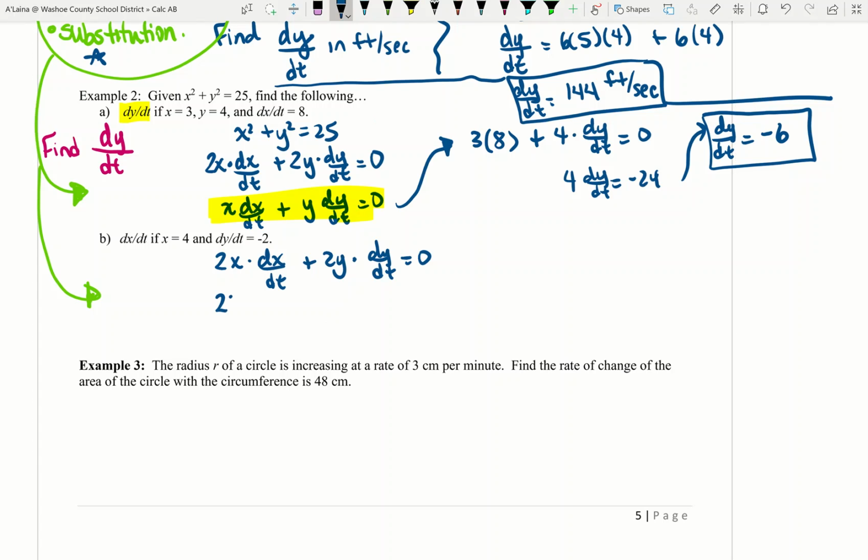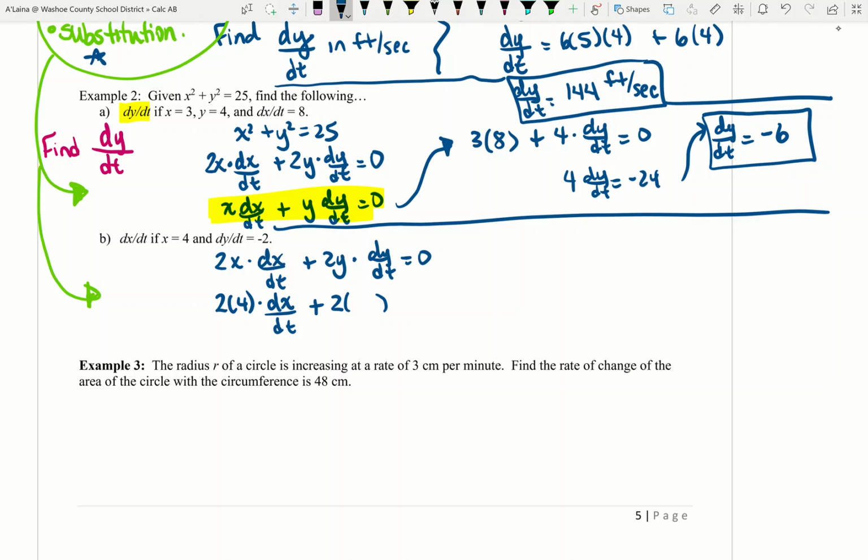So x is 4. dx over dt is what I'm trying to find this time, so it's my unknown, plus 2 times y. Oh, interesting. We were not given y. That doesn't mean we can't find y. It means we have a little bit of different work to do, so I'll come back to that. And then dy over dt is negative 2.